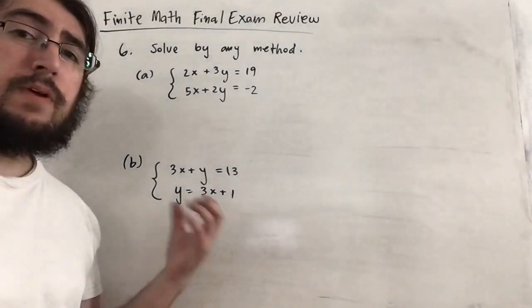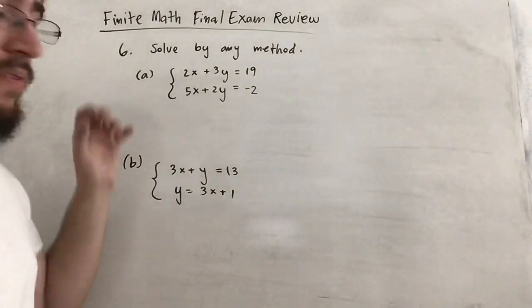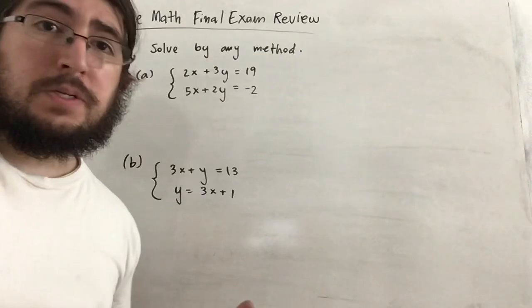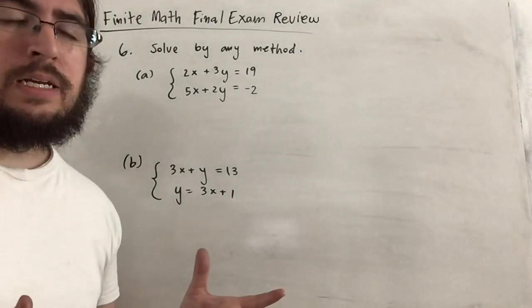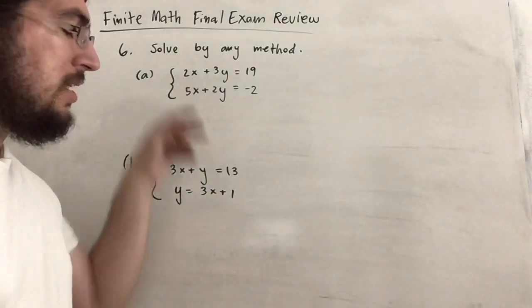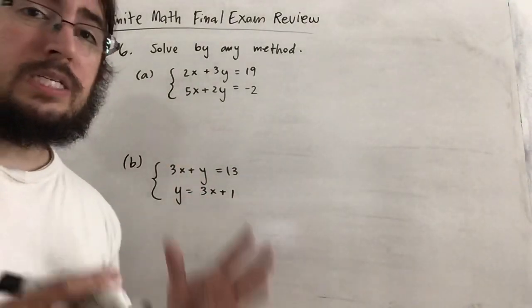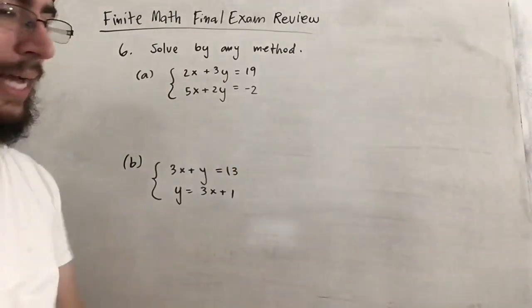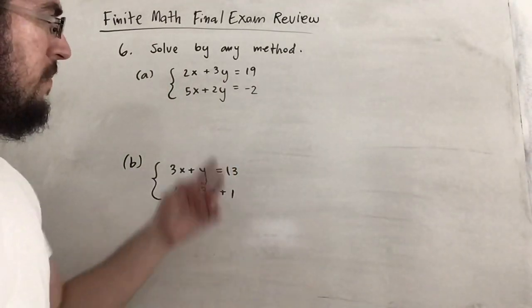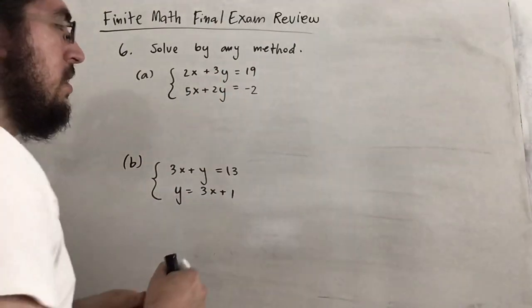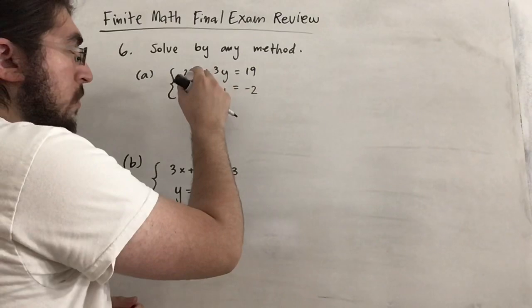All right, so for number 6, we're being asked to solve these systems of equations, but by any method. So we can use elimination, substitution, method of matrices. In fact, I'm just going to stick to our low-tech methods. I'm going to use elimination here and substitution here. So let's see what happens. What do I want to eliminate? Do I want to eliminate x or y? Well, the smaller numbers seem to be in y instead of x, but they're both actually doable. I'm going to eliminate y though.